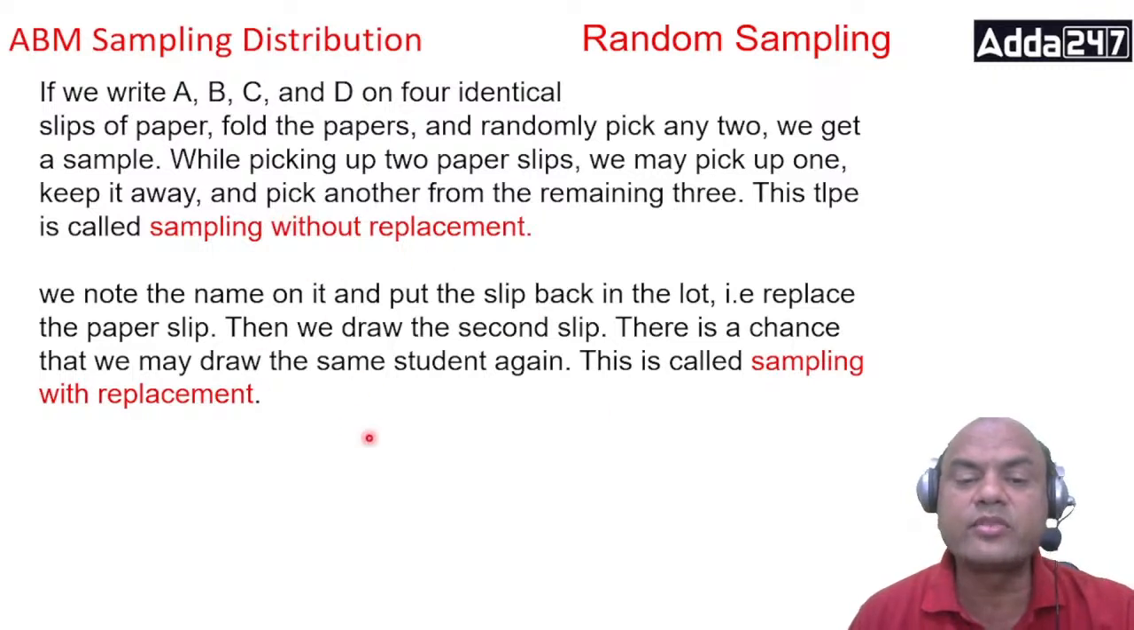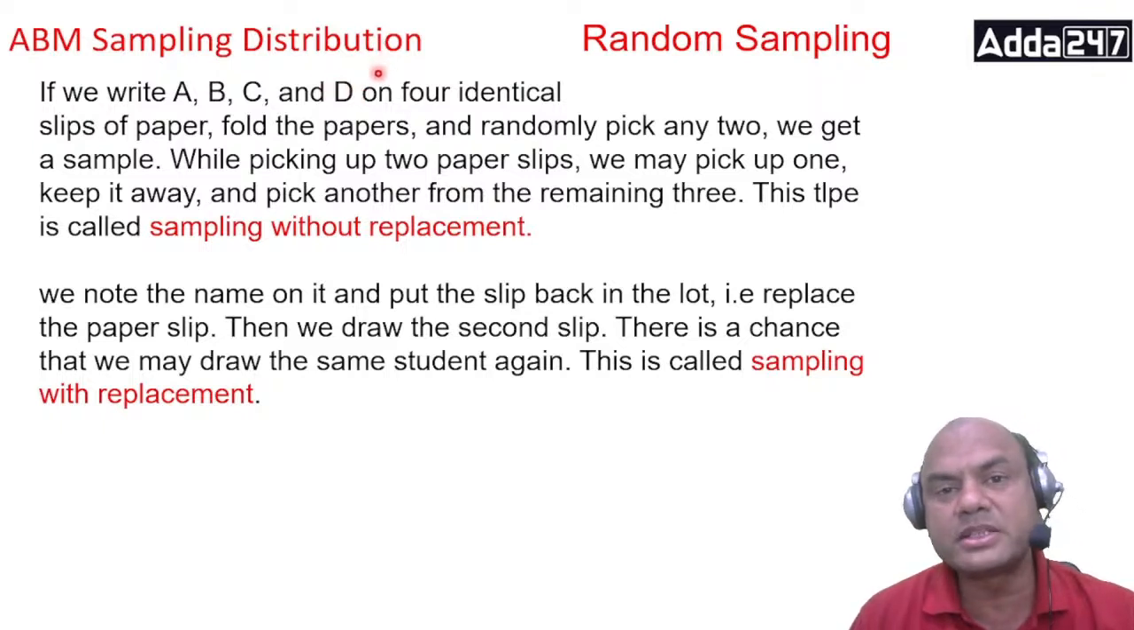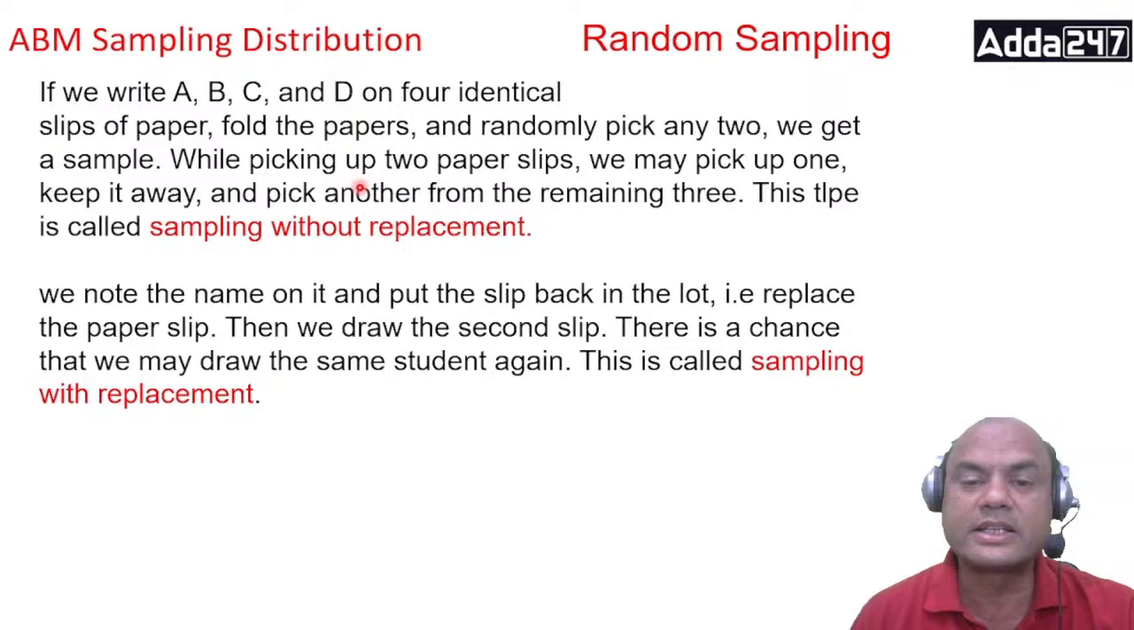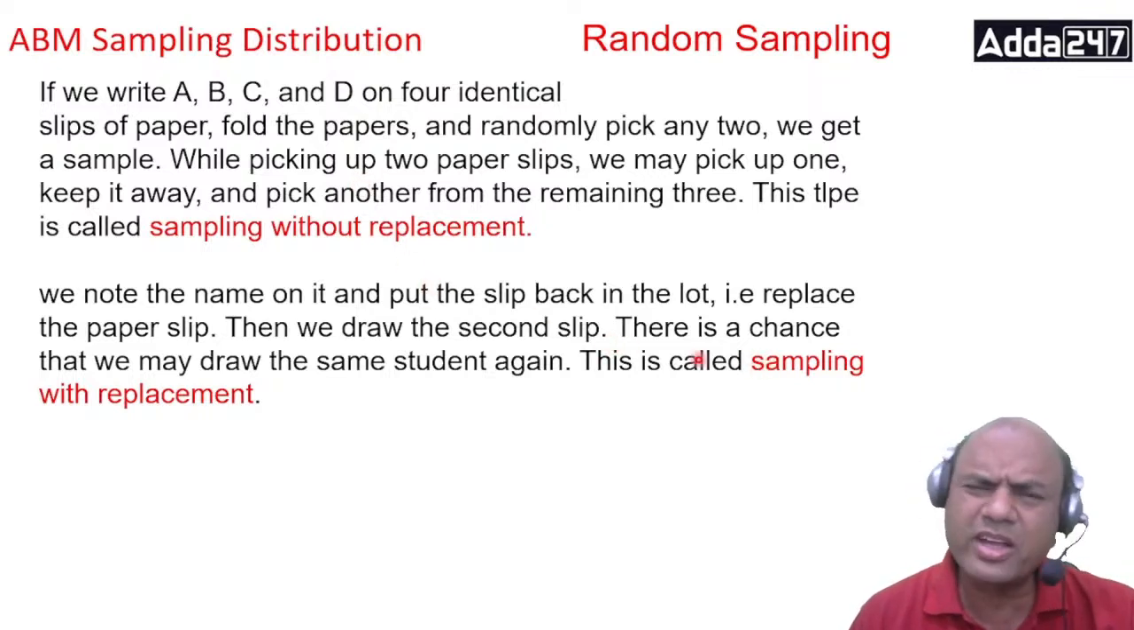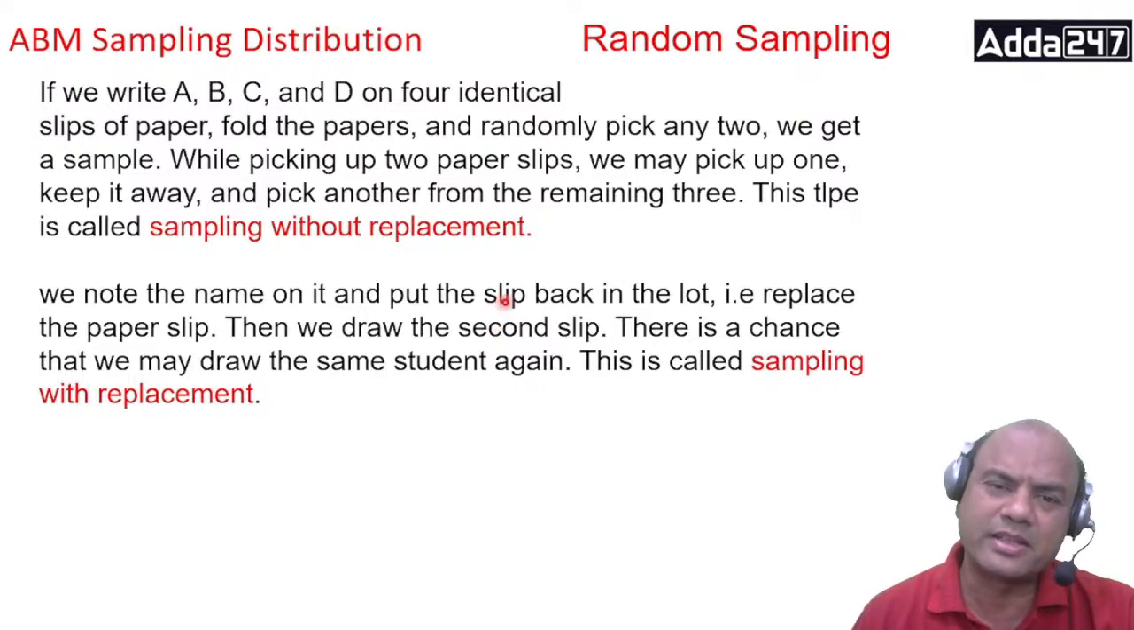And the second thing is with replacement. Suppose I pick this slip D, okay, see the name on it, and again put it inside that same jar. So then it will be called what? With replacement. Don't we have this? We have seen this many times, right?